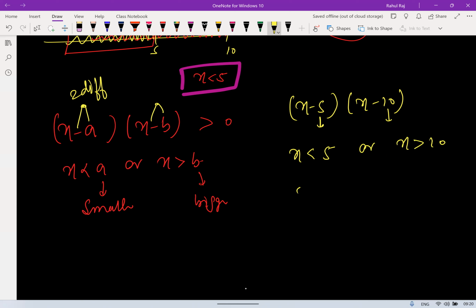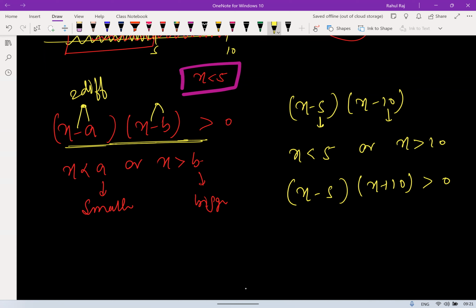Imagine if I give you the equation (x minus 5) into (x plus 10) greater than 0. What do you do now? 5 and 10 remain the same. We don't look at the sign. But always ensure that you convert the equation into this form. Always and always.